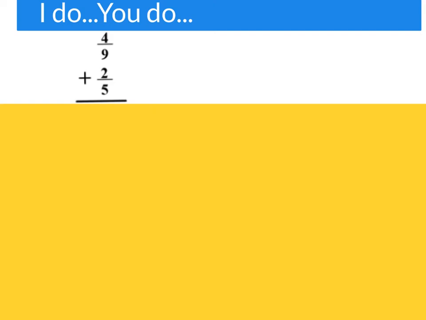This is I do, you do answers for adding and subtracting fractions. First problem is 4/9 plus 2/5.